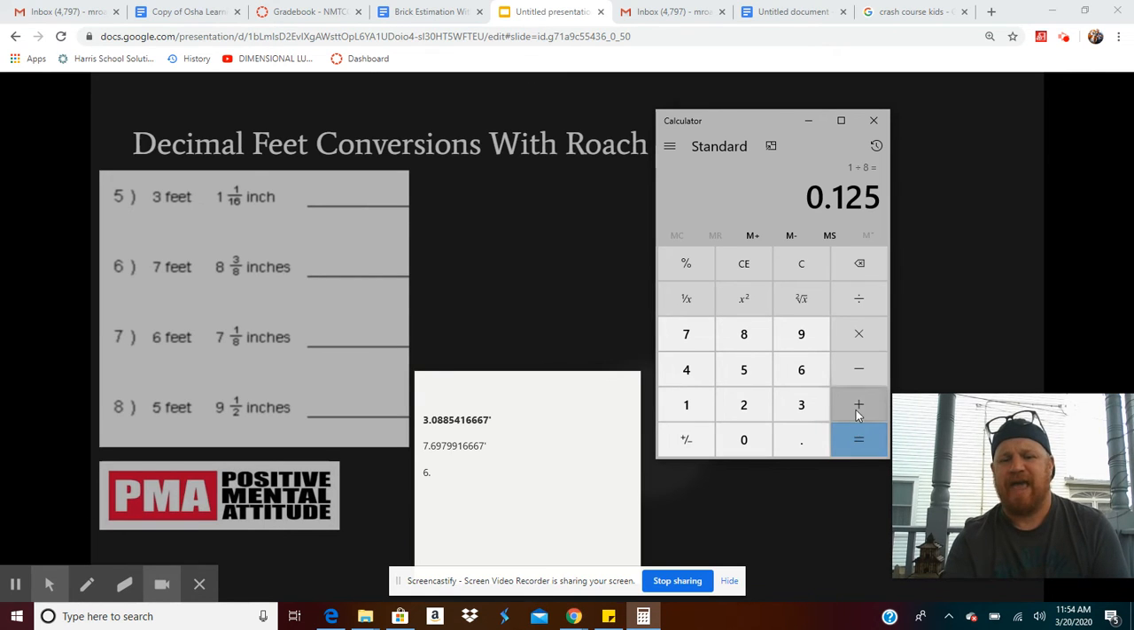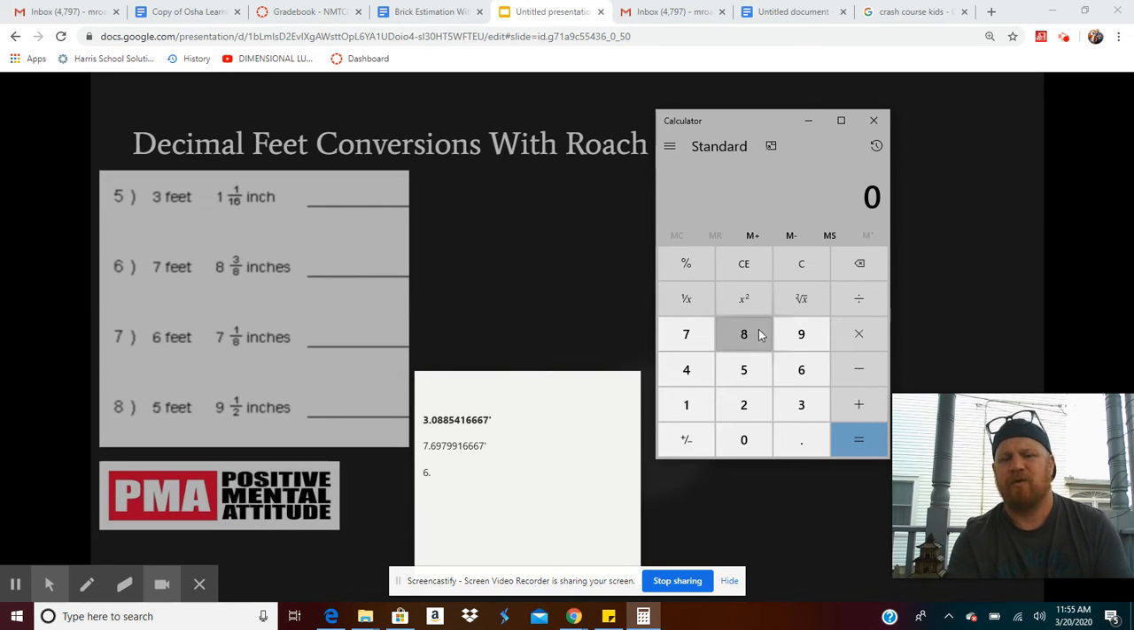All right, we're going to add our inch measurement, which is 7.125. So that's what it looks like in inches, in decimal form, I should say. We're going to divide that number by 12. All right, and we got 0.59375. Nice round, even number. All right, so I'm going to double check that again because that doesn't look right to me.